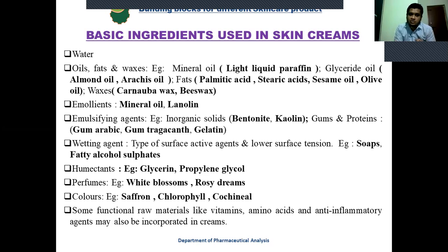So to increase that stability, we have to use surfactants, like emulsifying agents. Emulsifying agent is mainly used to make the cream a stable form. Emulsifying agents like gelatin, or bentonite, kaolin. So various emulsifying agents we can use.